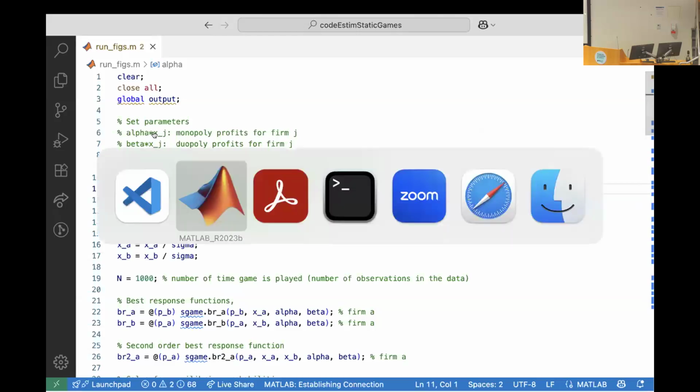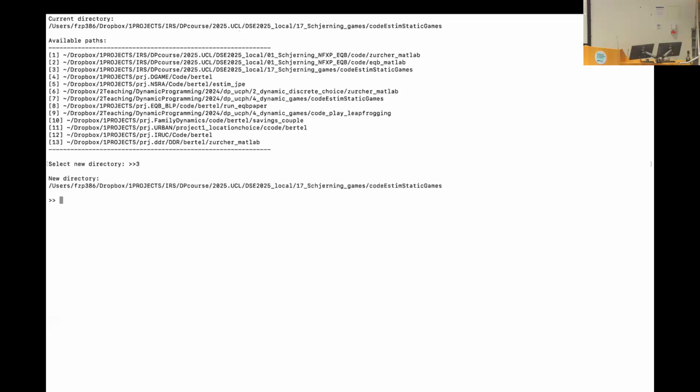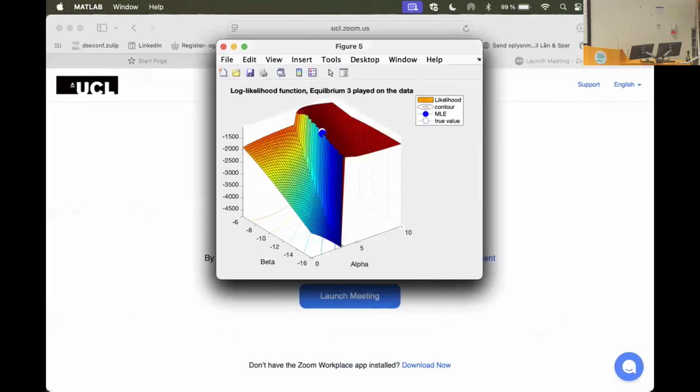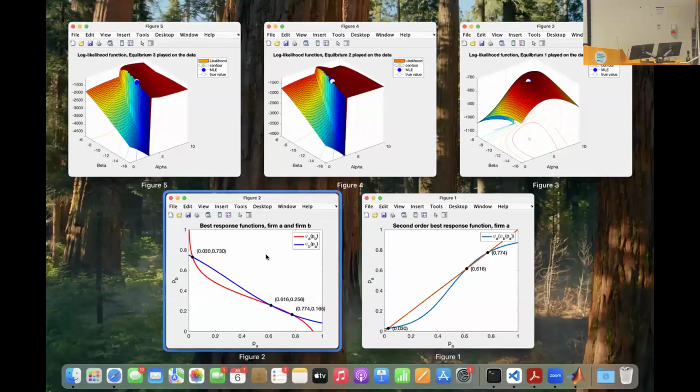So why don't we try to replicate those graphs here. It's called run fix. And then hopefully we see what we saw before, including those best response functions. Now, what do you think? How should we change the parameters now to make that problem here disappear?